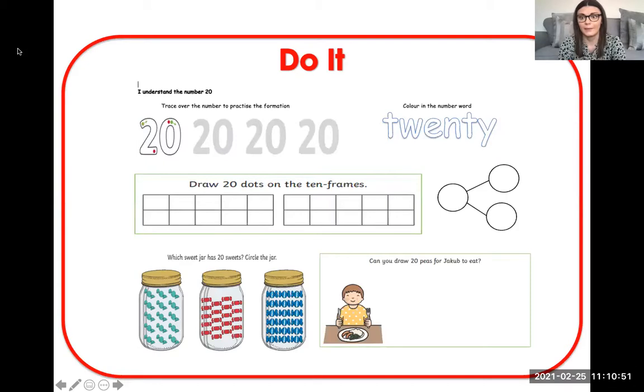Then again, you've got 3 jars. Now you need to work out what jar has 20 in there. So you need to count each jar, write the number, and then circle the jar that has 20 in there. And then the last one is, can you draw 20 peas for Jacob to eat? Have a go.